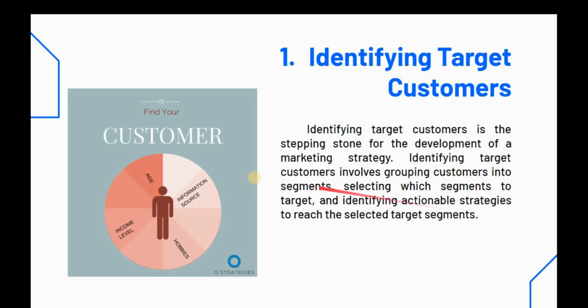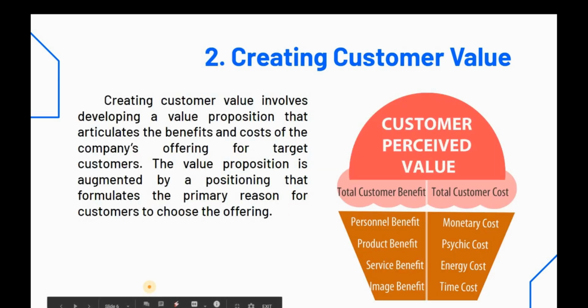Again, when you talk of target customers, these are individuals of the same categories, right? Because when you talk of markets, there's a specific range or demographic, and there are variations. Whereas with target customers, they are very much identical on the said categories. Next, we go to creating customer value.